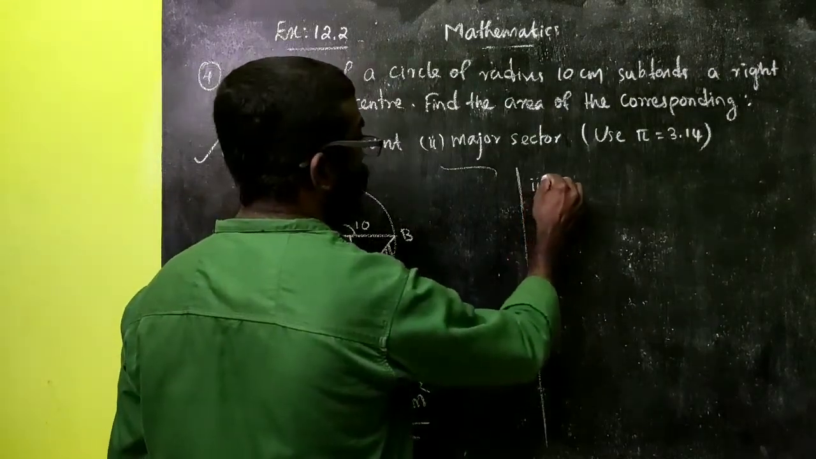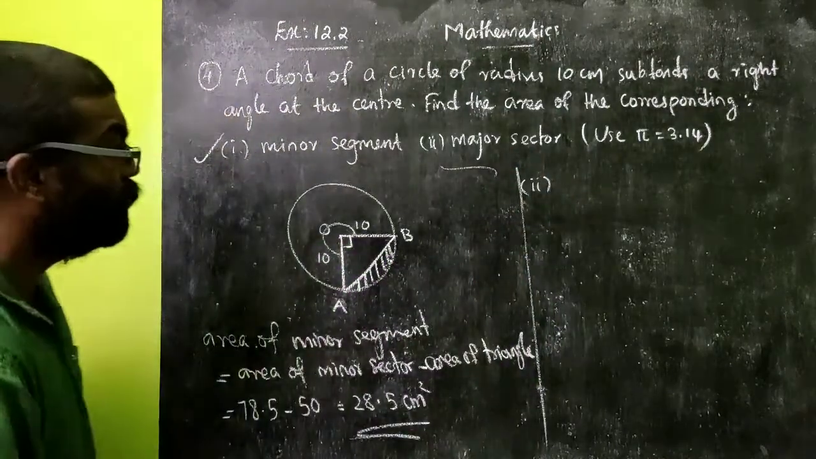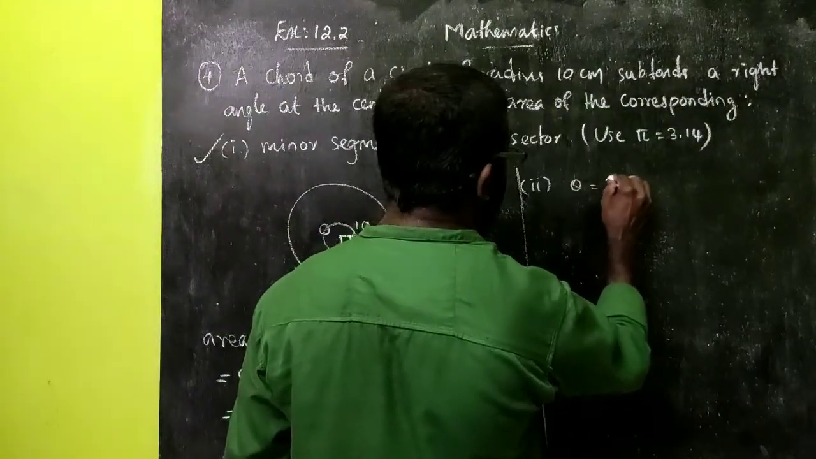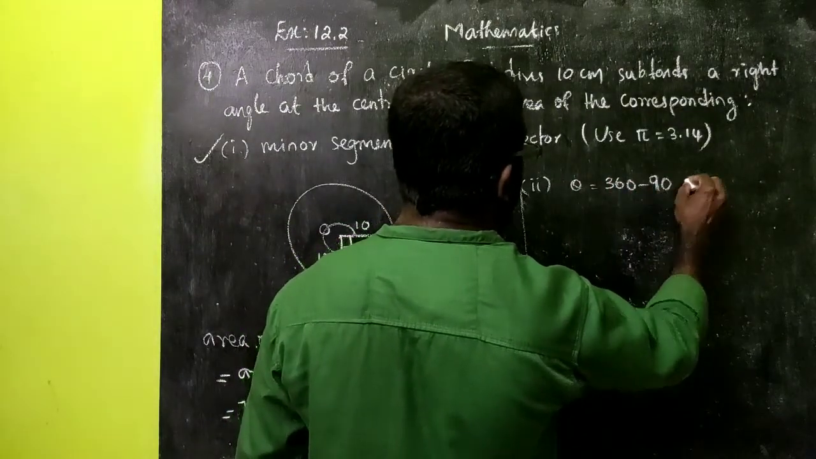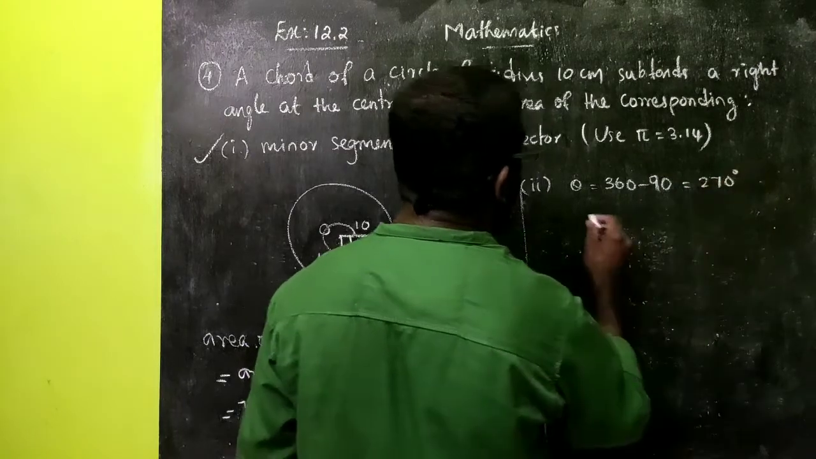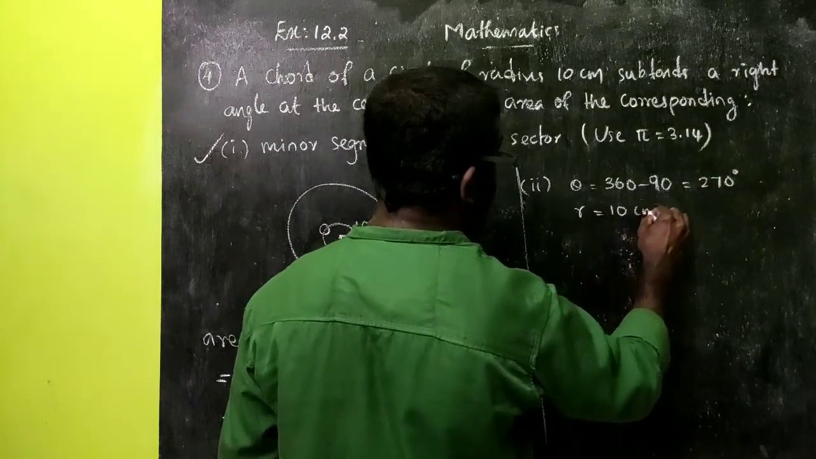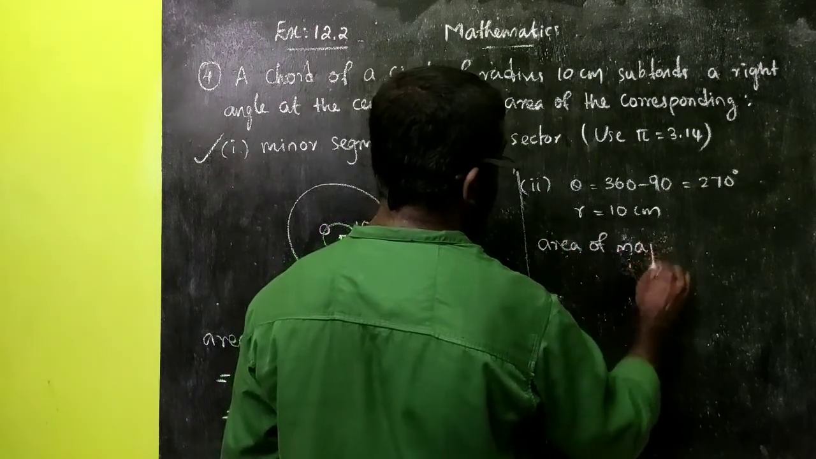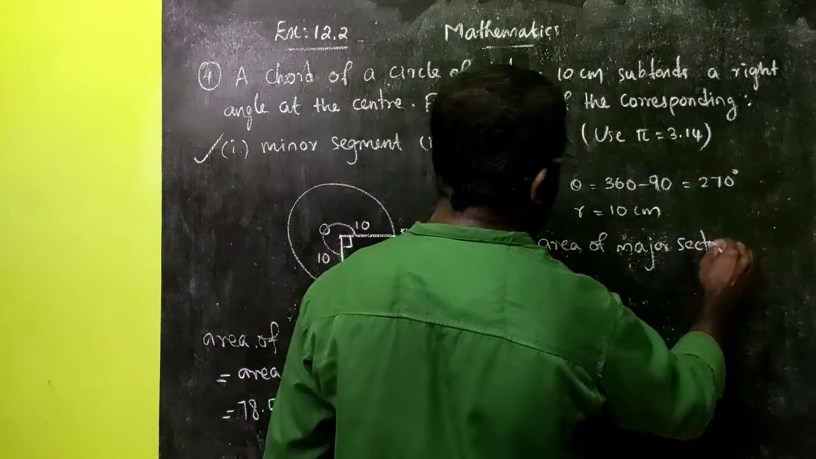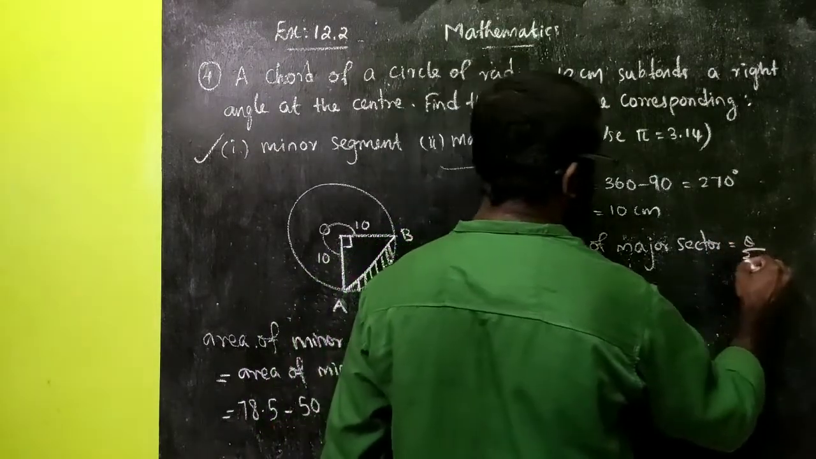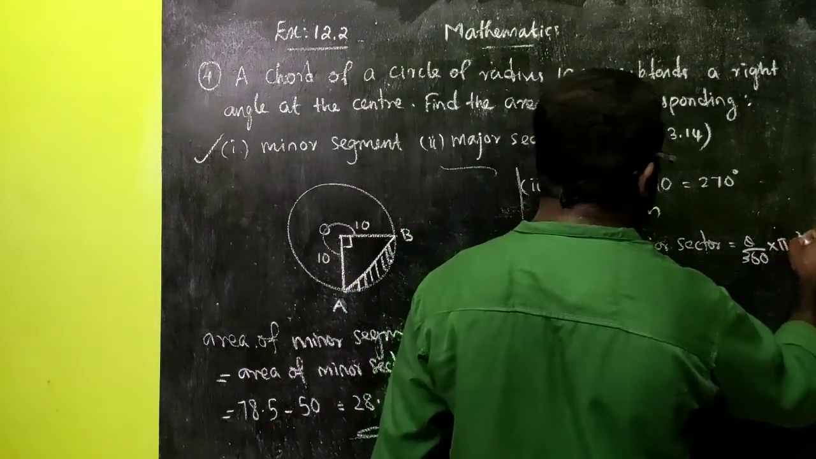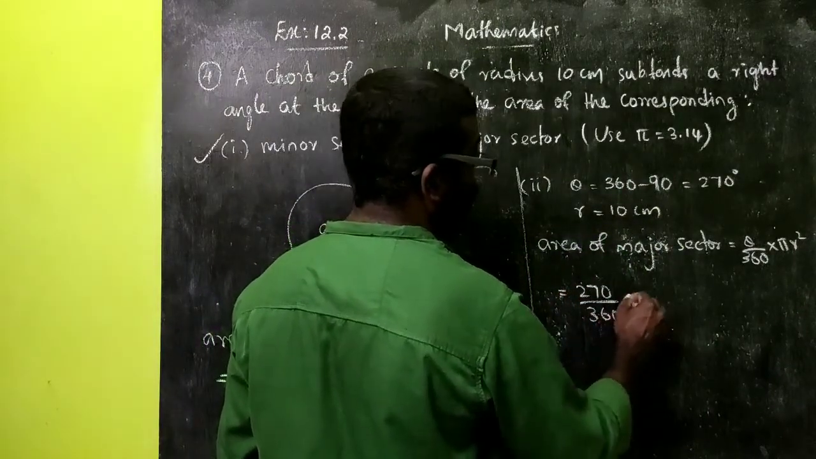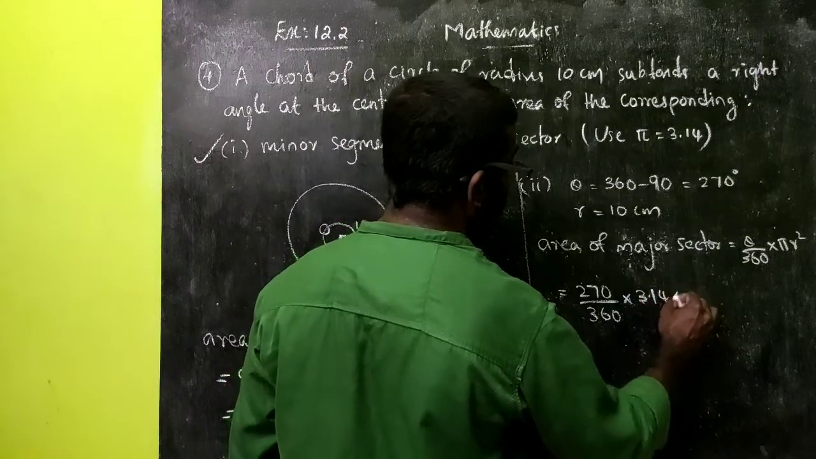Now in the second part, area of major sector. For that we can take the central angle as 270 degree. So here theta is equal to 360 minus 90, which gives 270 degree. Radius remains the same, 10 centimeter. Area of major sector is equal to the same formula, theta by 360 into pi r square, and here 270 divided by 360 into 3.14 into 10 into 10.